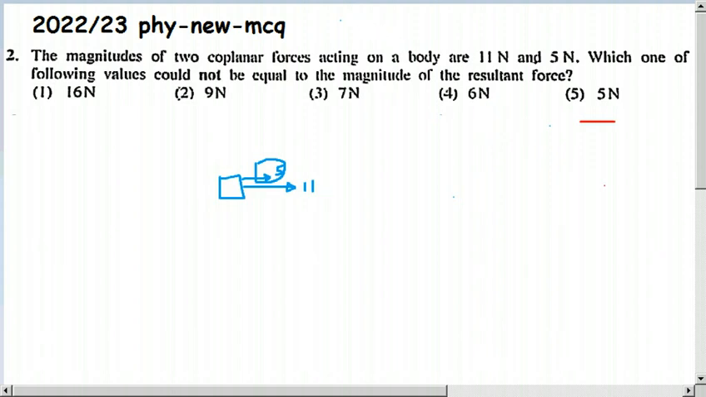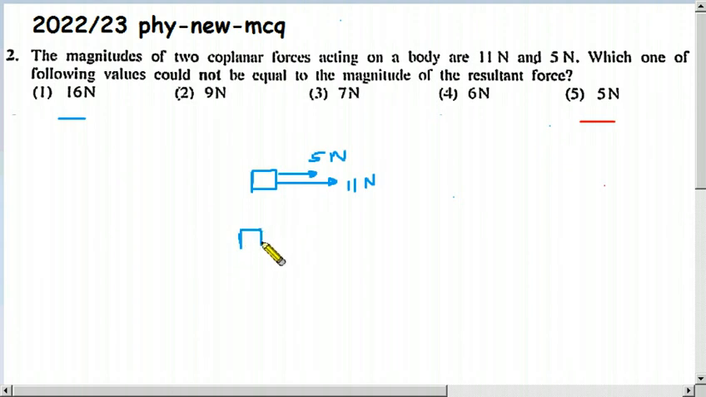Or otherwise, if you don't know that, you can just check by using the parallelogram. Suppose both forces are in the same direction, then we have to add to get the resultant. So 11 plus 5 is 16. So we get this 16. What they ask is what we don't get, so this one is not the answer.